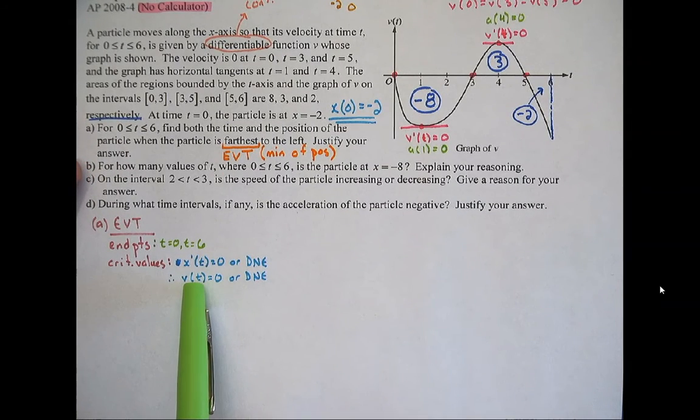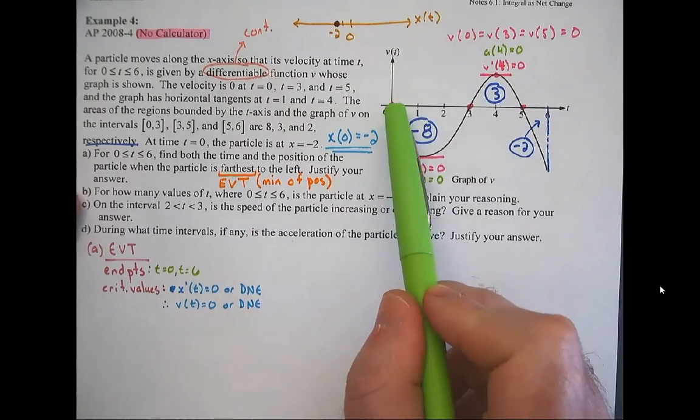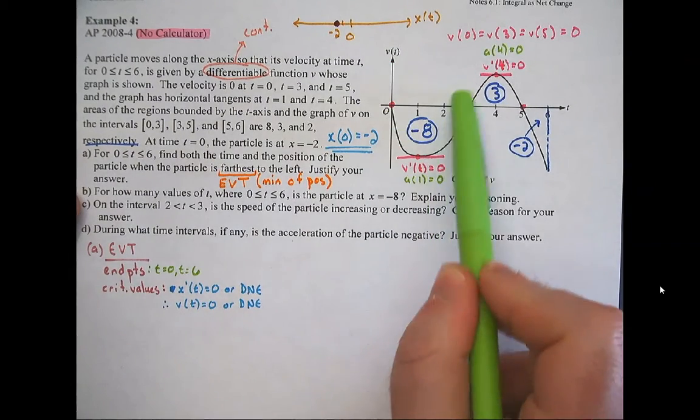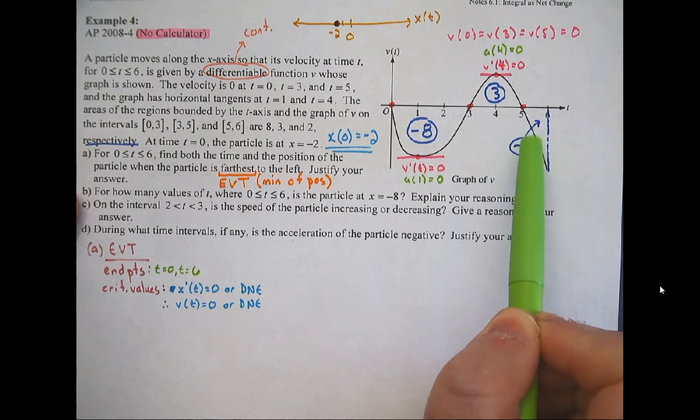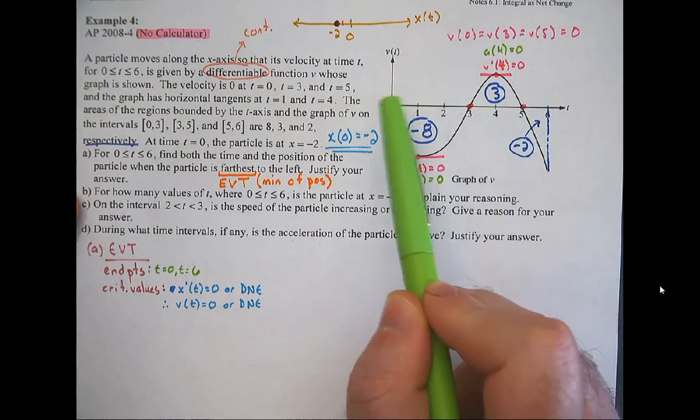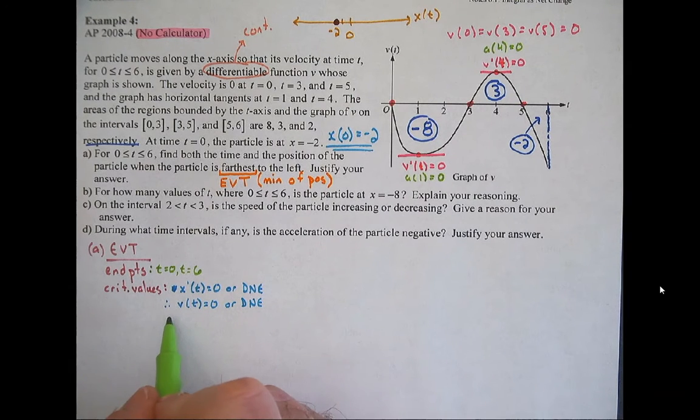So when does our velocity ever equal 0? Well, they told us this is a graph of velocity. Where are the places that the velocity is 0? Well, since this is a picture of velocity, the velocity is 0 at those 3 locations. So we've got time equals 0 again. We've got time equals 3. And we've got time equal to 6.